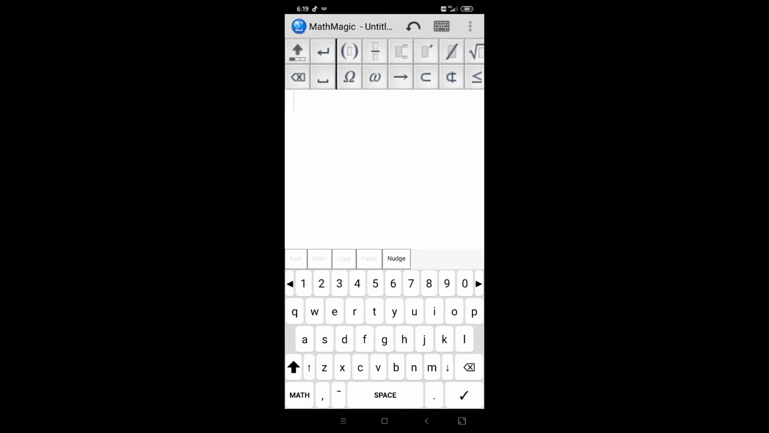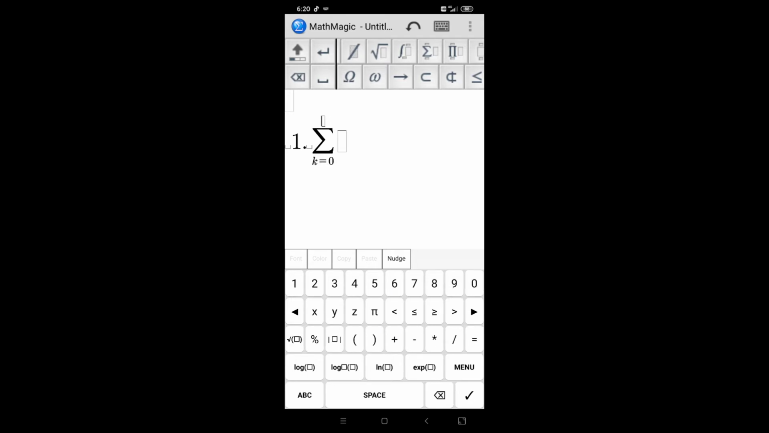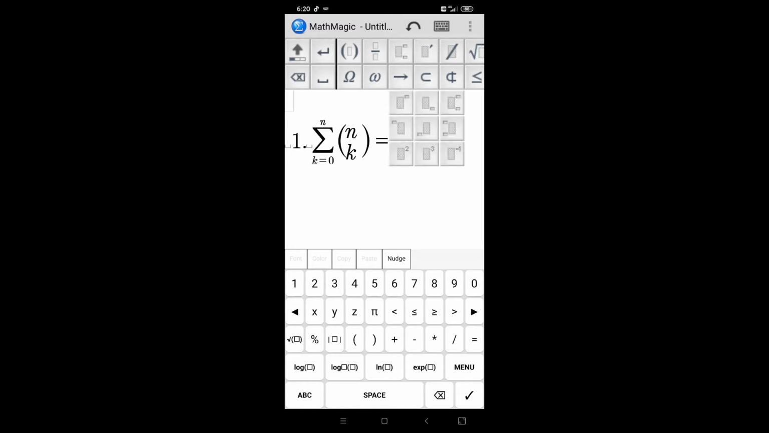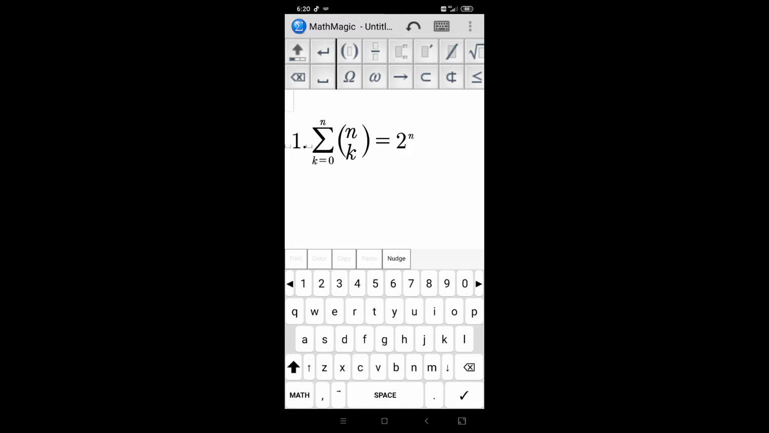We are going to discuss three identities from binomial theorem. Okay, so identity 1 will be the sum from k equal to 0 to n of n combination k equal to 2 to the power of n. So this is the first identity we are going to prove here. So let us prove.